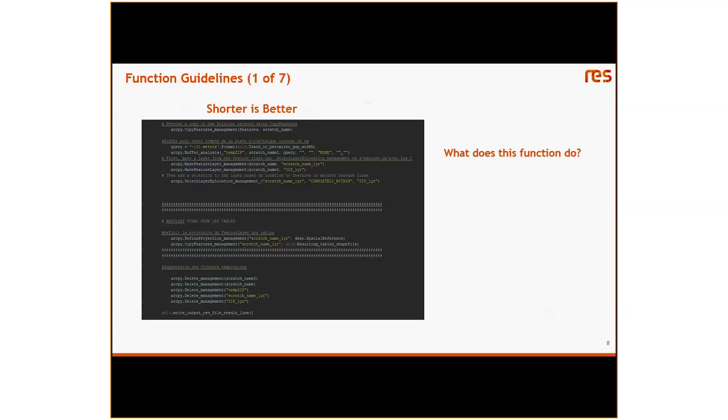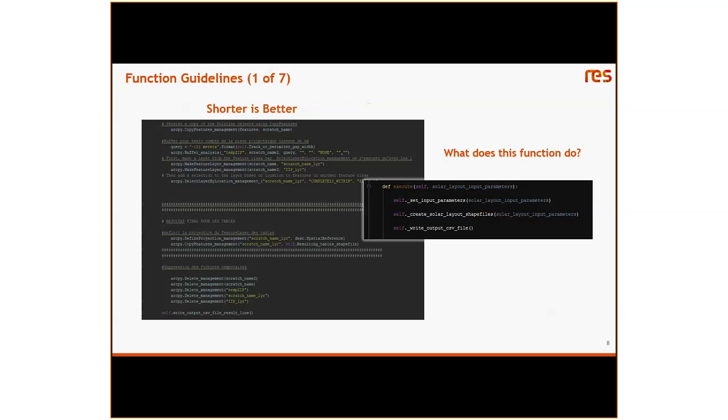and we can take this to an extreme. We can actually boil this multi-screen function down to 3 lines of code, where we're setting the input parameters, we're then creating Solar layout shapefiles, and then we're writing the output CSV file from that. Now you could well argue that we've gone a little bit too far in this refactoring, that it's difficult to understand because we've gone too far. But as long as the subfunctions that we've got are written well and refactored well, then we should actually be able to understand this in an easier way by doing this refactoring.